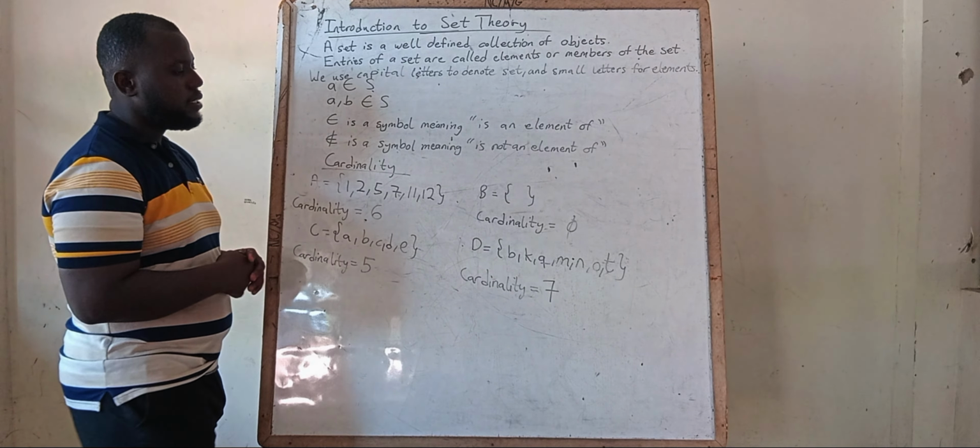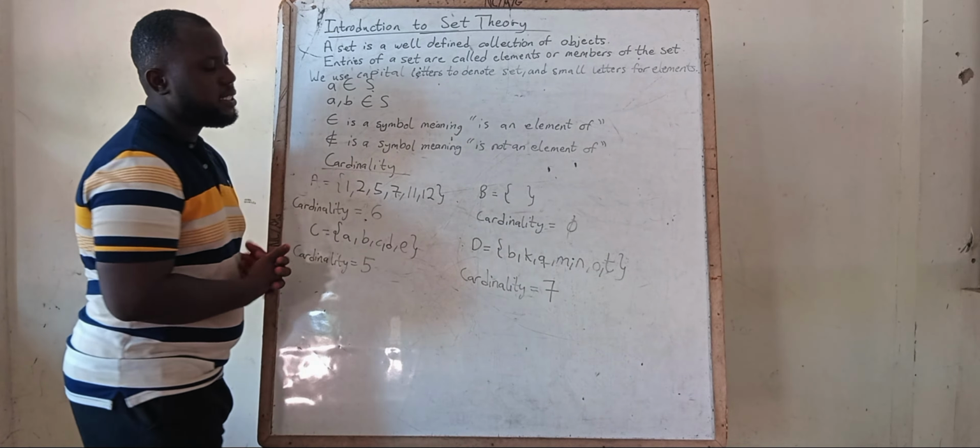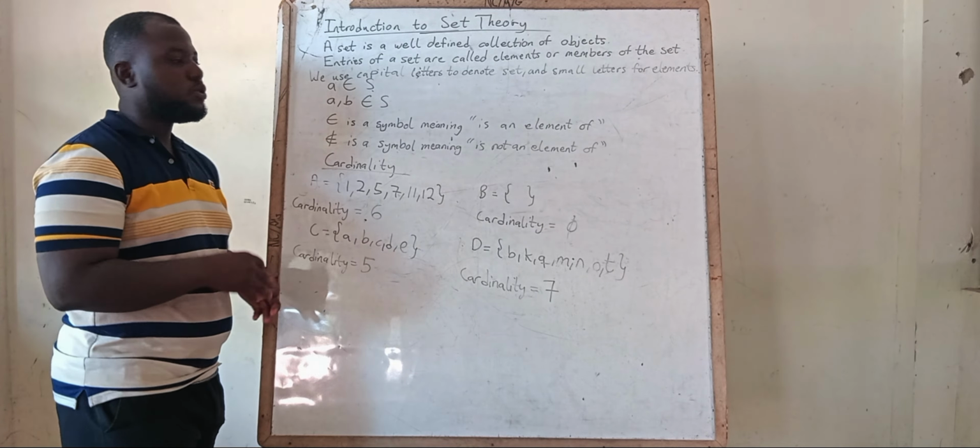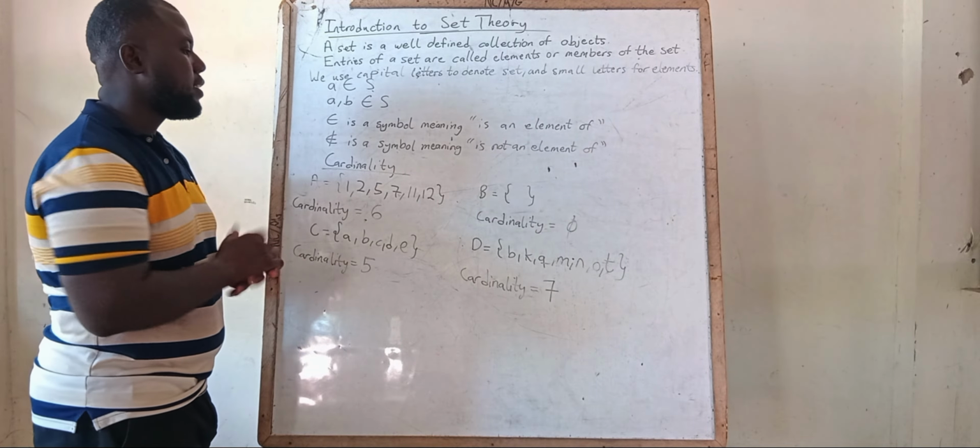Let's move on to the cardinality of set B. Set B has no elements. Hence, the cardinality is null. So when a set has no elements, the cardinality is null.